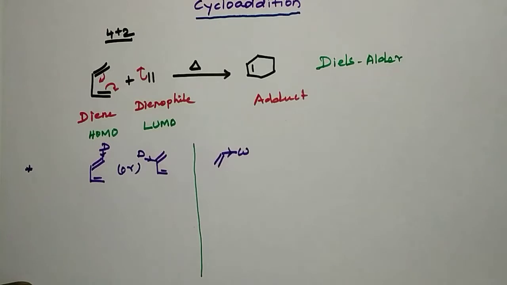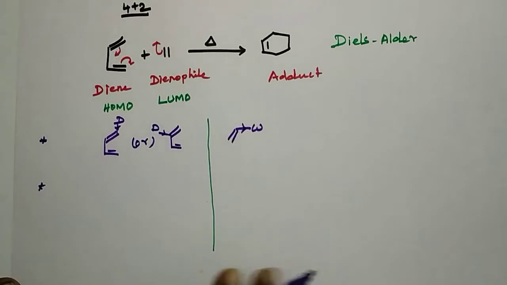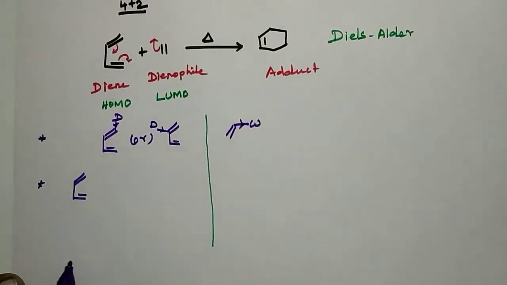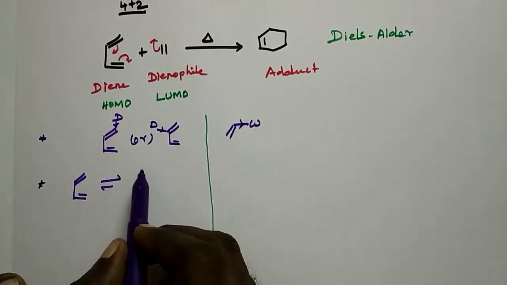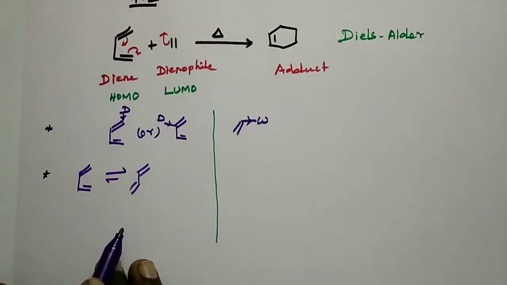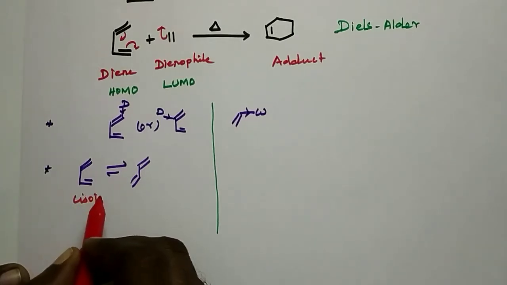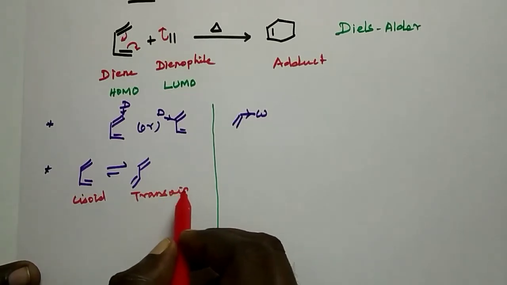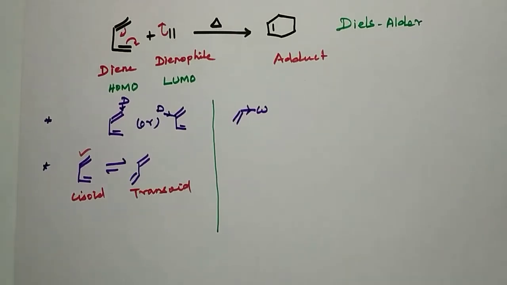And second point is, the diene should be in the cisoid conformation. What is cisoid? This one is cisoid and this one is transoid. The diene should be in cisoid conformation, not in transoid conformation.